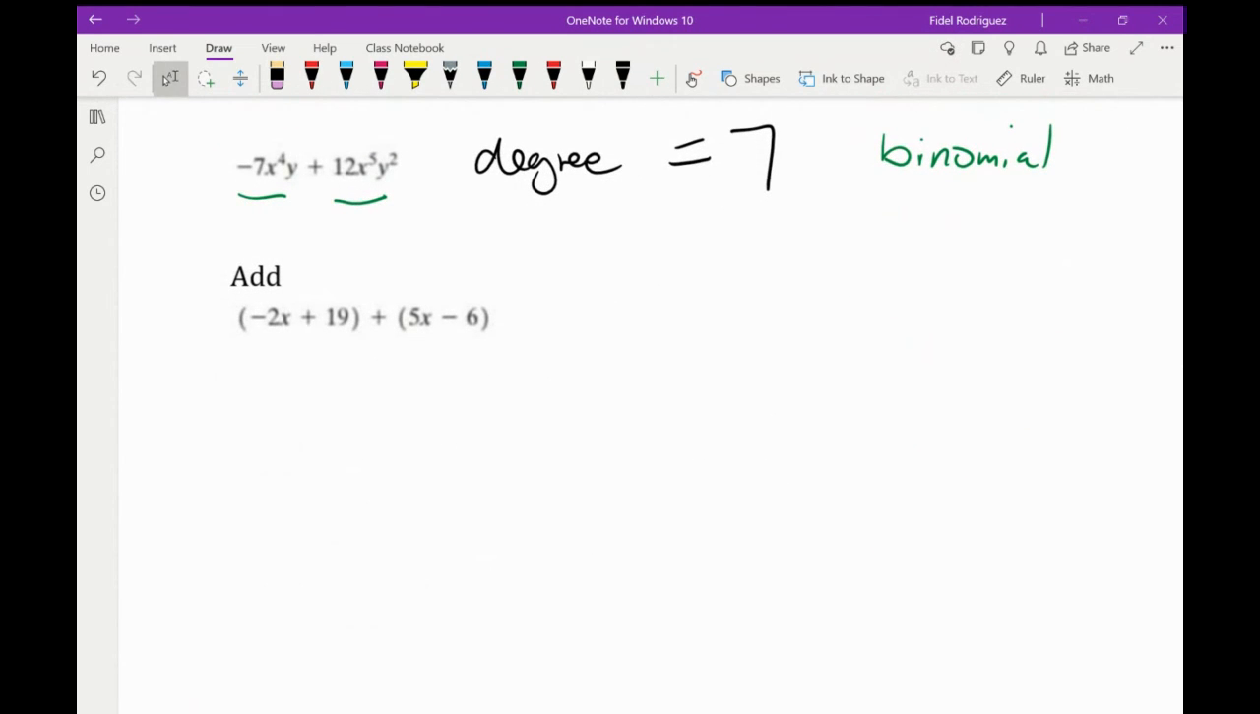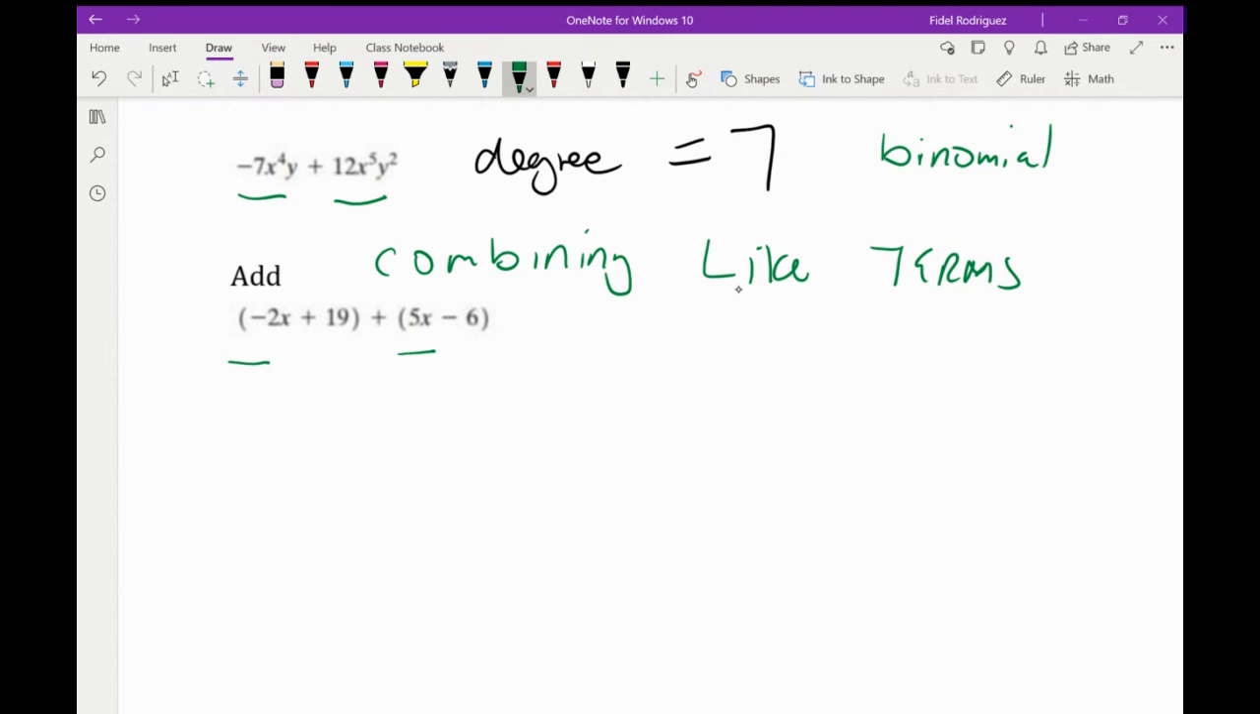All right, so the next part here, y'all, is adding polynomials. Adding polynomials is the same thing as combining like terms, okay? So we're going to go ahead and combine a negative 2x and a positive 5x to leave us with a 3x, and then a plus 19 and a minus 6 is a plus 13.